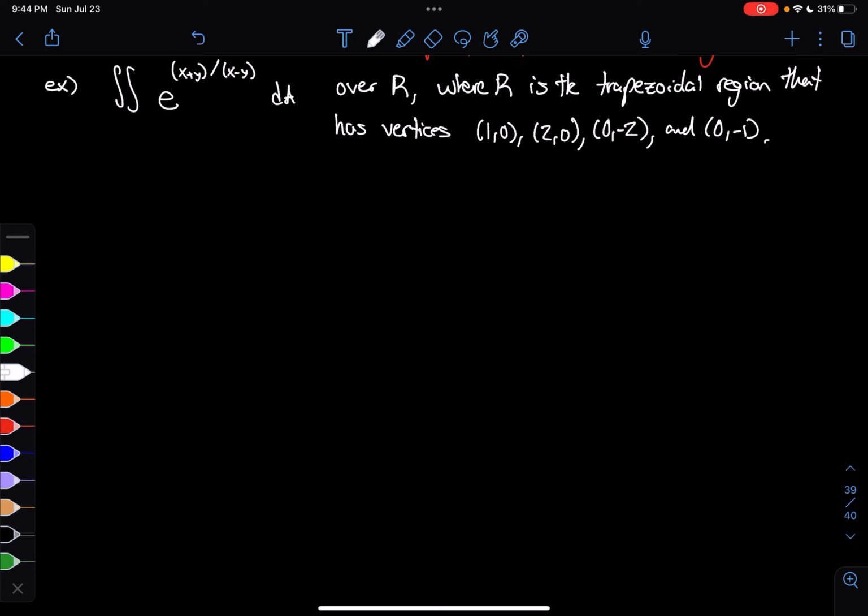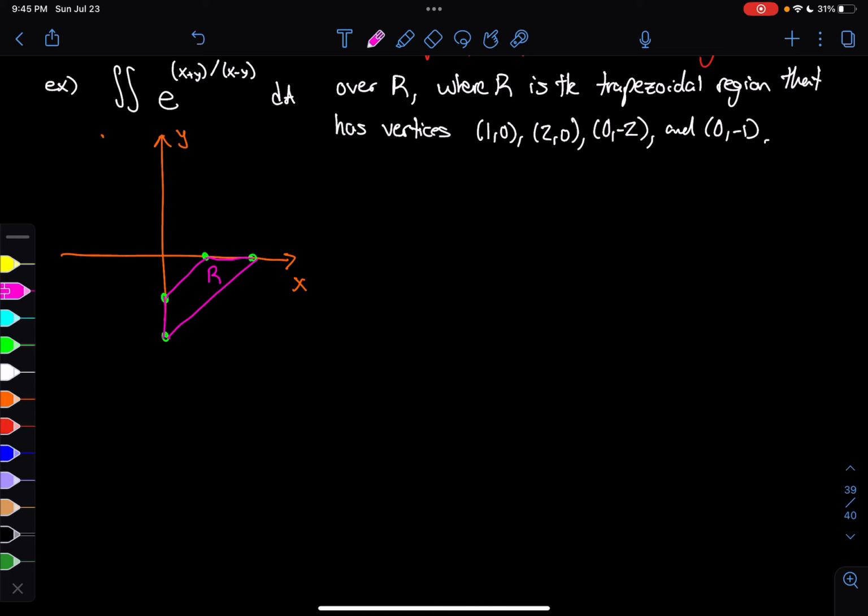Okay. Now let's sketch this and figure out what it is that we're being asked to do. So here is my x and y coordinates. And let's see, so (1, 0) is here, (2, 0) is here, (0, -2) is down here, and (0, -1) is right there. Okay, so our region of integration is this thing right here. That's our region of integration R.